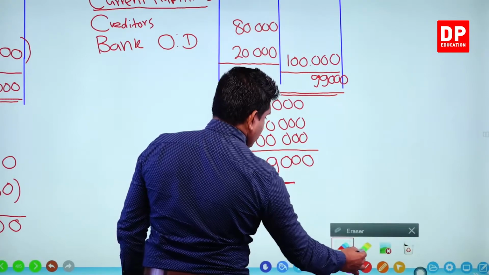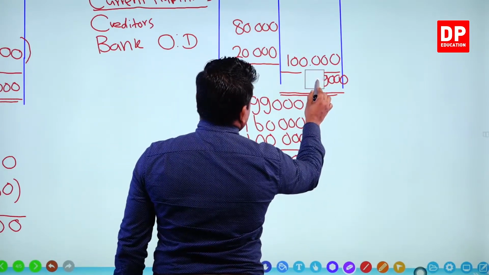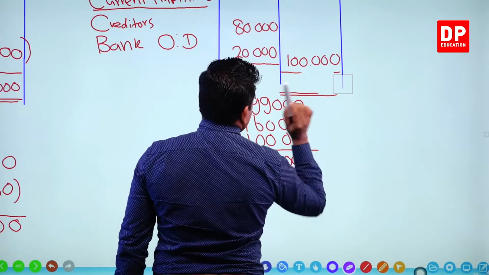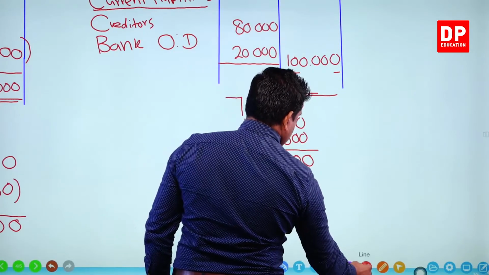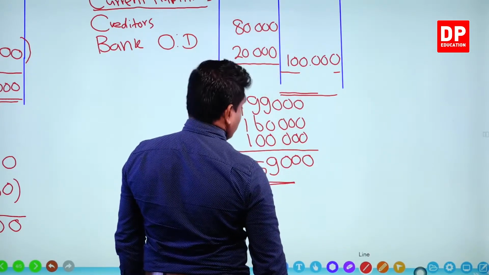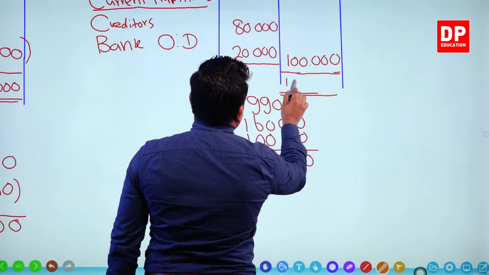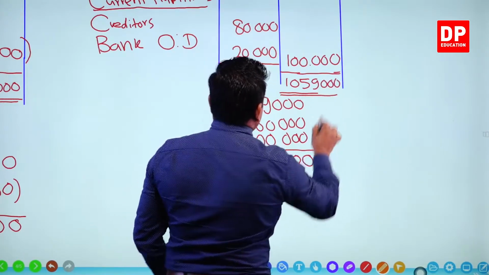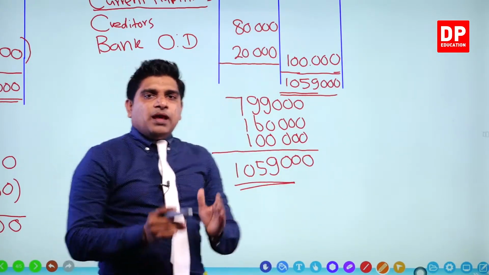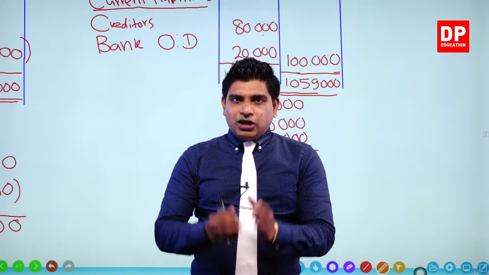Then here should be not the 99,000. This should be what? This should be 1,059,000. You can see both the assets total and capital plus liability total should be equal. In this question also equal. Now we finish this question.